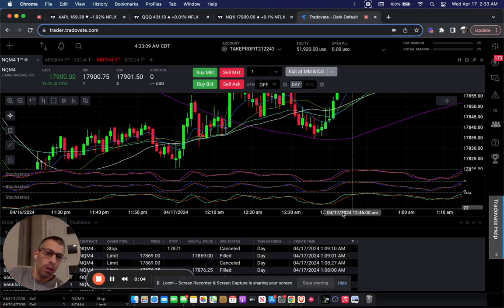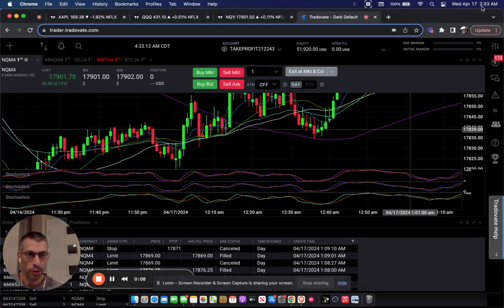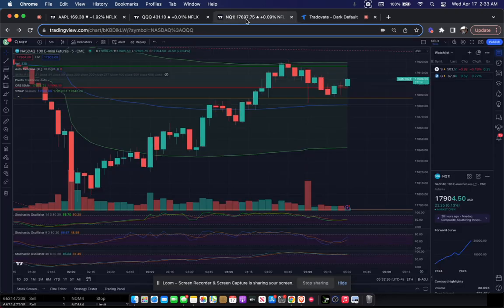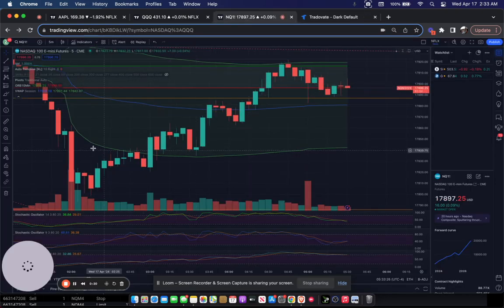It's Wednesday, April 17th, but as you can see here, it's 2:30 in the morning. I'm in my Take Profit Trader account. I actually finished trading this a little while ago. Once again, the market has blessed us with VWAP. So let me show you.